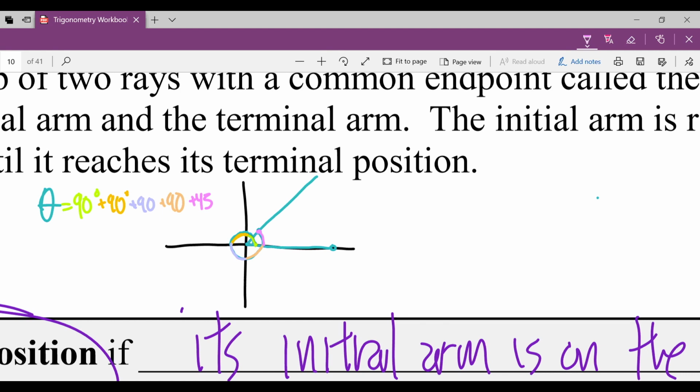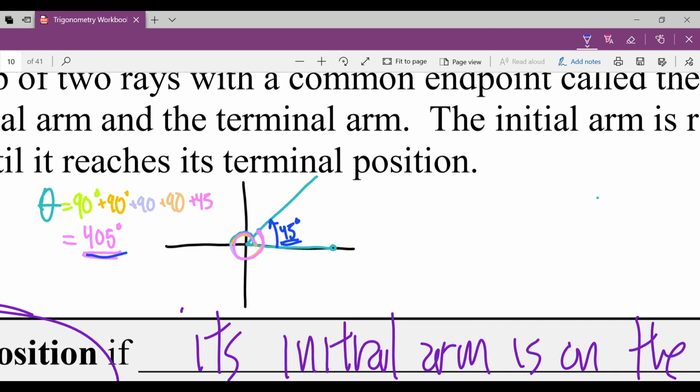So if we add up all of these bits of this line going all around and ending there, we have an angle of 90 and 90 and 90 and 90, which is 360, plus 45. We have an angle of 405 degrees. Now, I've also given you a little bit of information. I've told you what that angle is right there, and I've told you that that is 45 degrees. And so what you might appreciate right now is that there seems to be a relationship between 45 degrees and 405 degrees.